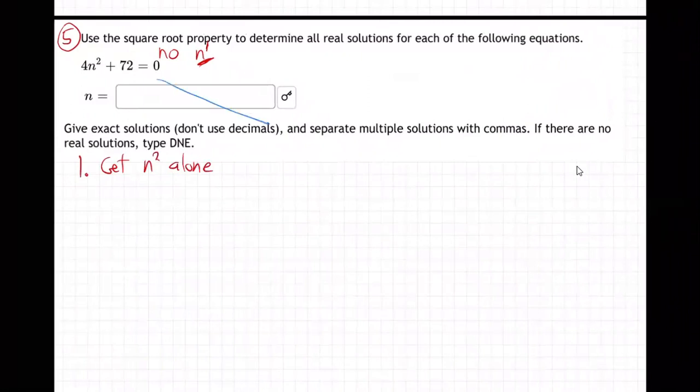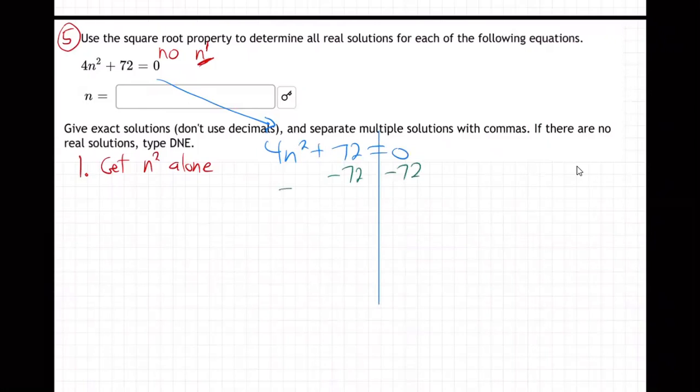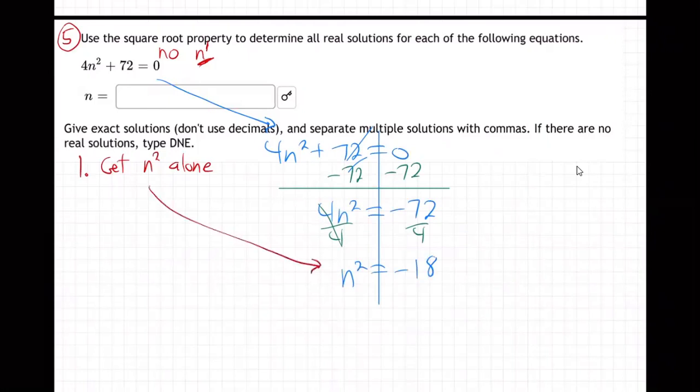Notice, let's take this over here. 4n squared plus 72 equals 0. Here's our wall of separation. Trying to get the n squared alone. So let's subtract 72 from both sides. So 4n squared is minus 72. Let's divide by 4. N squared, use your calculator. What's that? 18. Minus 18, right? Okay, so that's step number 1. We did that. Got n squared alone.